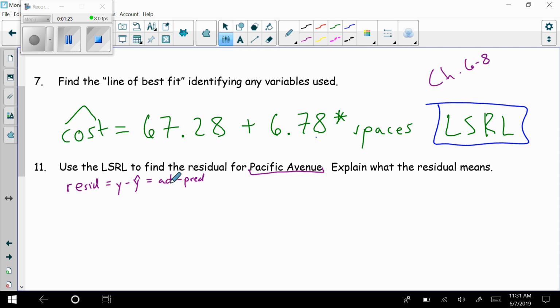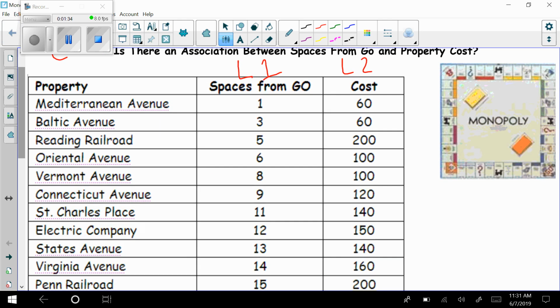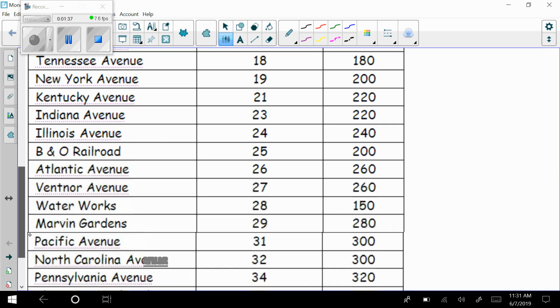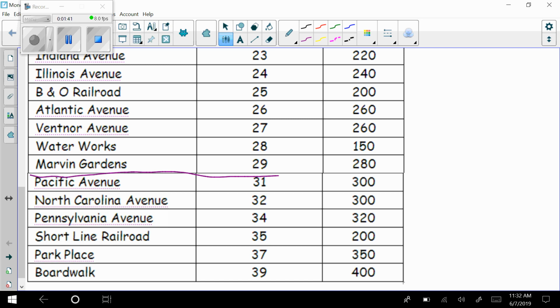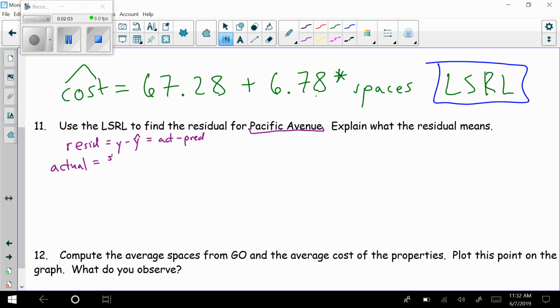So maybe I'll start with the actual. The actual price of Pacific Avenue is given to us at the very start. We're looking for Pacific Avenue, this one right here. It tells me that it's 31 spaces from go, and it costs 300. So the actual here, 300, is the real one. So the real price here is $300, and remember the x value was 31.